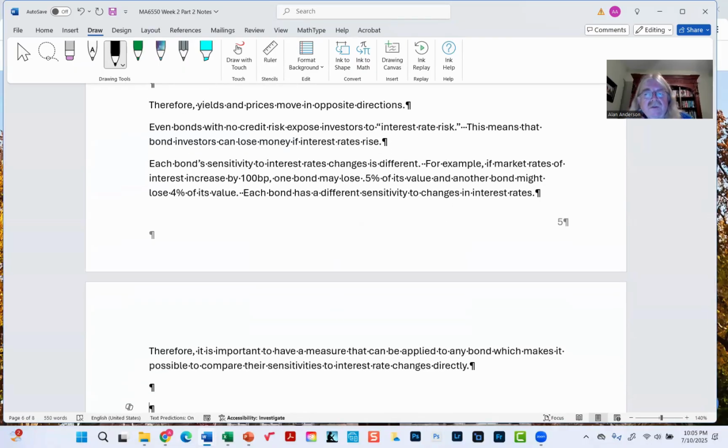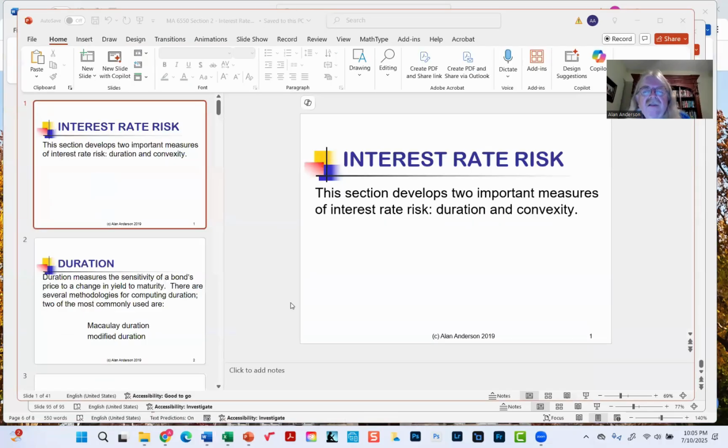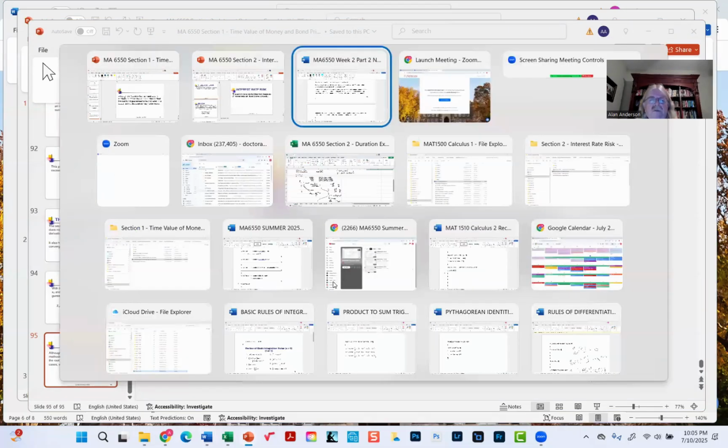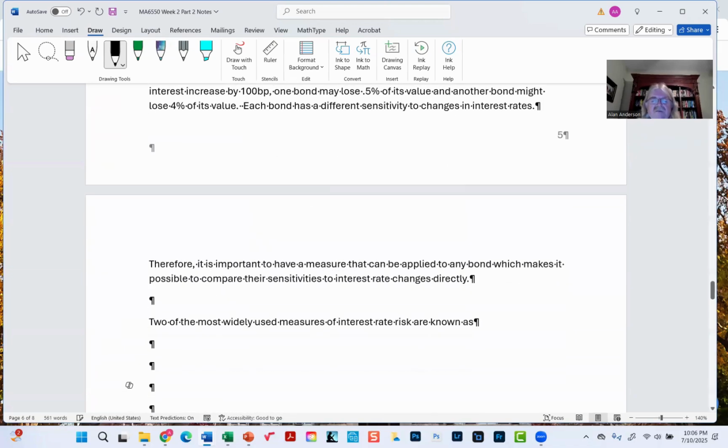So what measures can we use to measure the bond sensitivity? Well, there are quite a few to choose from, but we're going to start with a couple of very important cases for historical reasons. And they're known as duration and convexity. There's that word convexity again. Convex comes from the curvature of the price yield curve. Okay, so two of the most widely used measures of interest rate risk are duration and convexity.